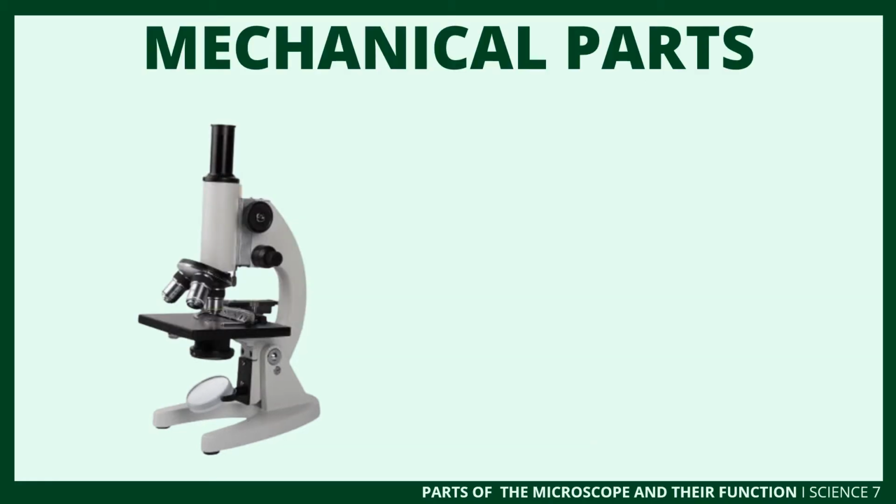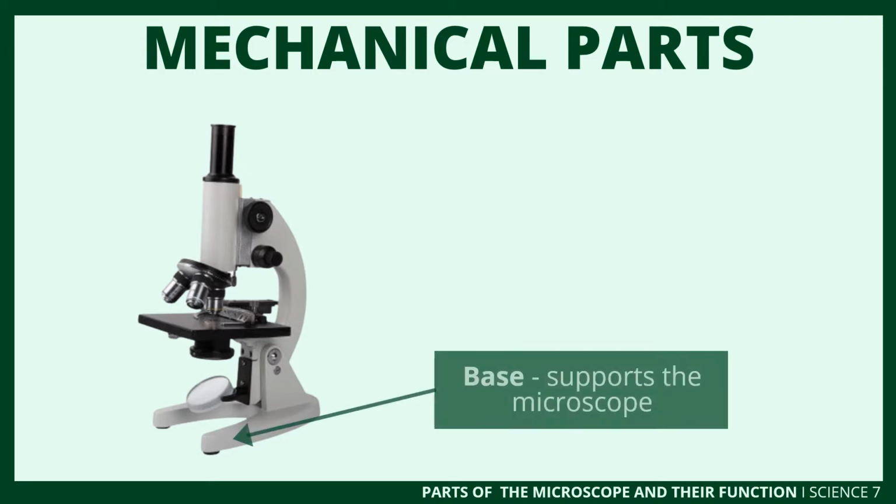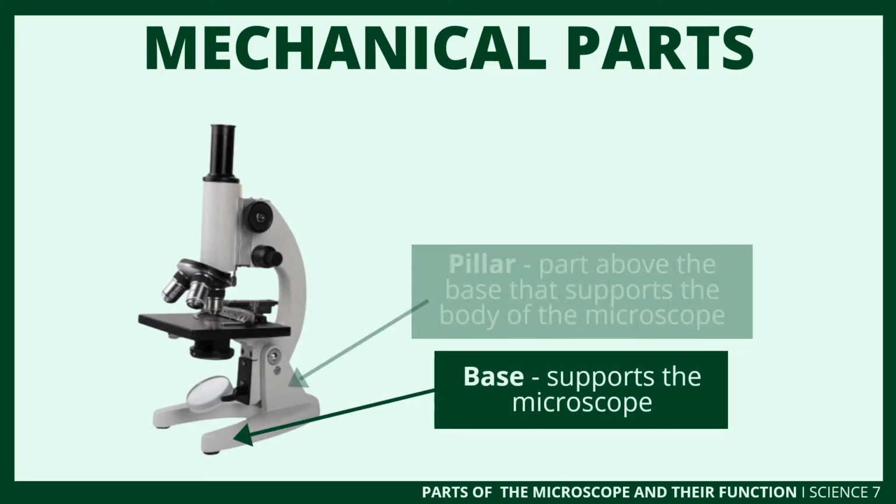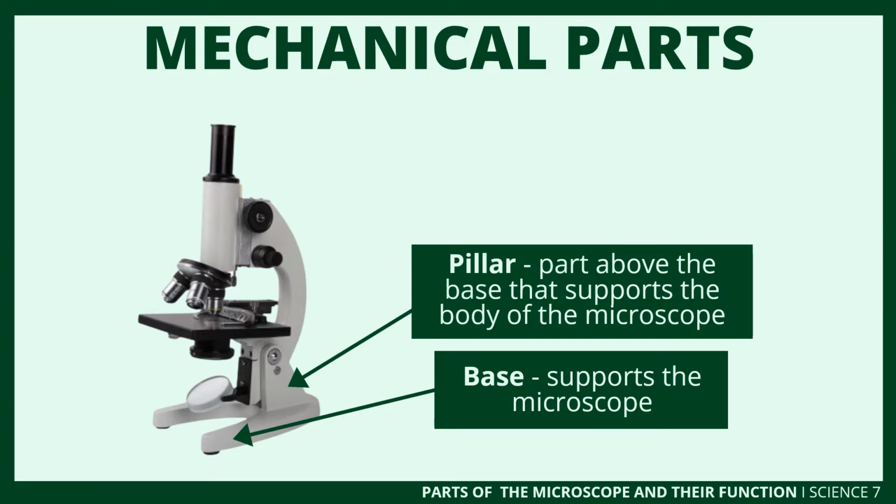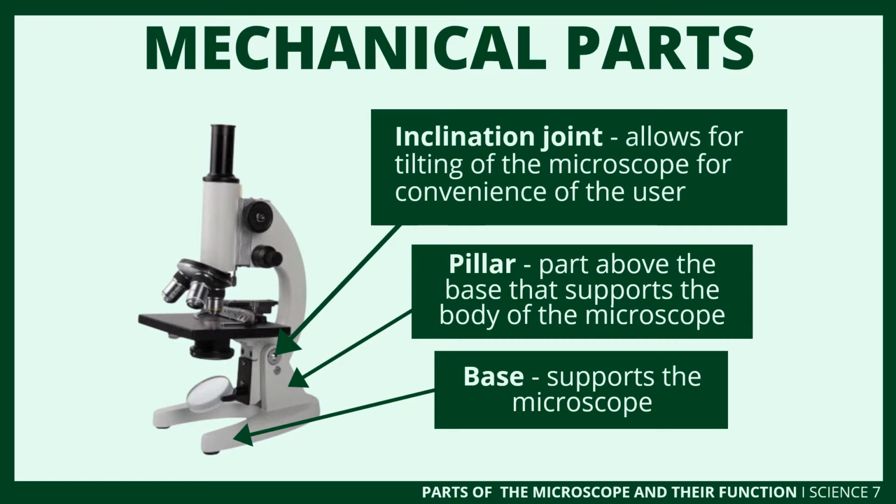Let's begin with the mechanical parts of a microscope. Base acts as microscope support. Pillar is the part above the base that supports the other parts. Inclination joint is where the arm connects to the base. You can tilt your microscope back for more comfortable viewing.